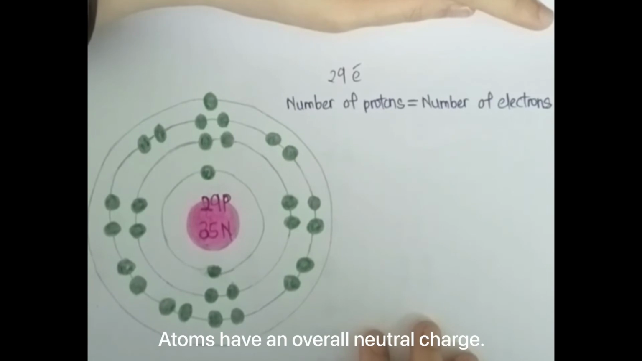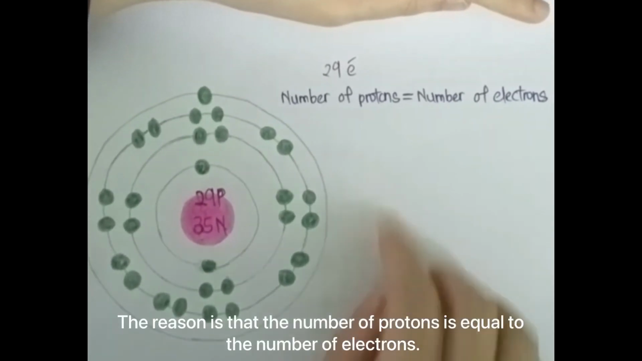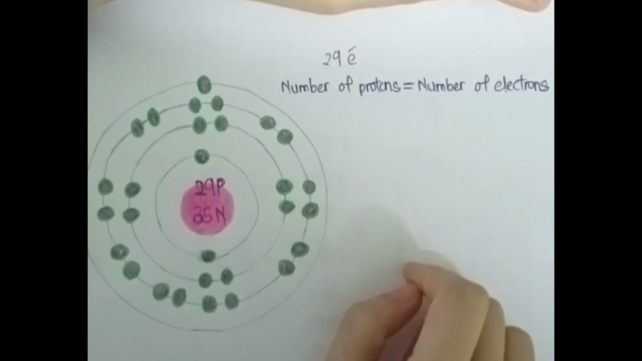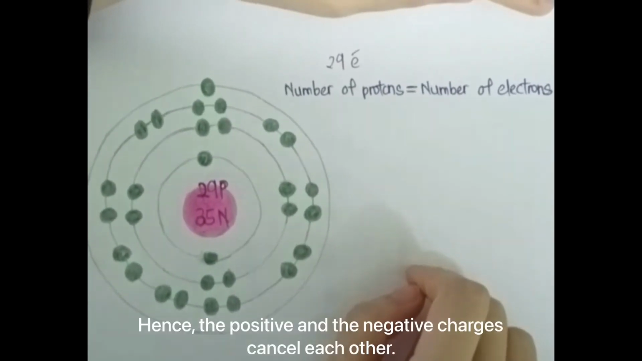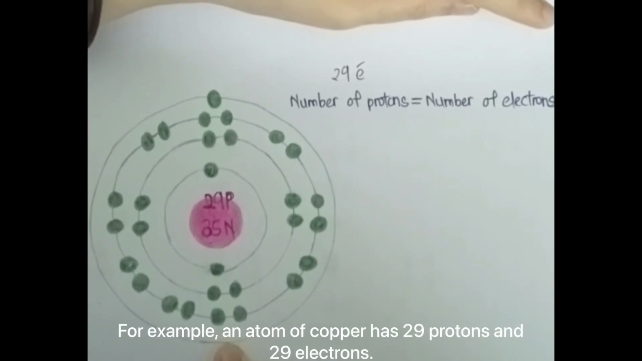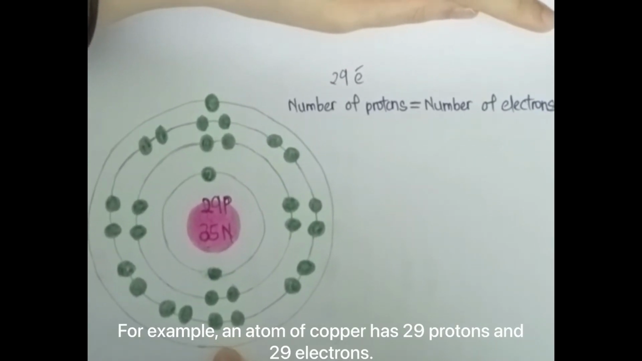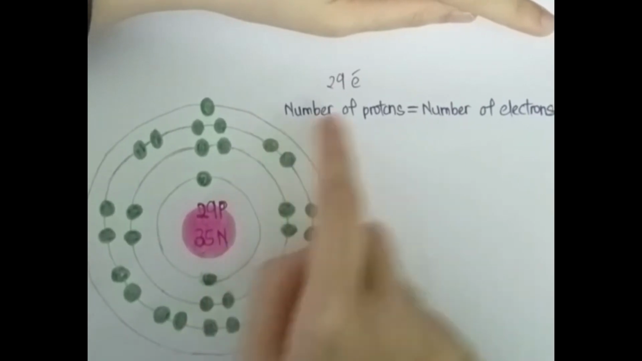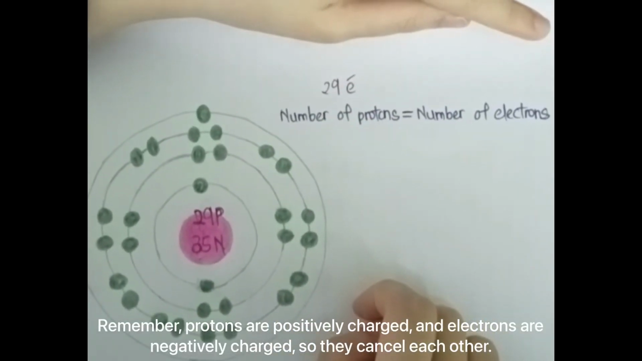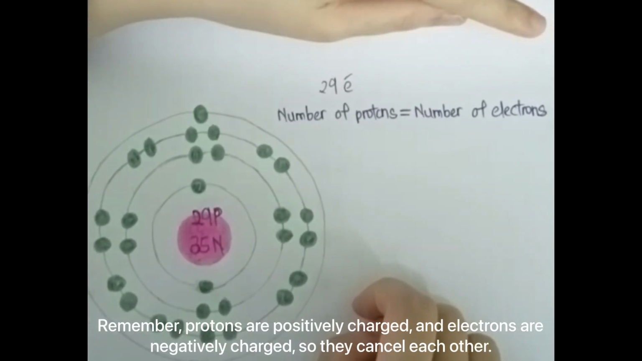Atoms have an overall neutral charge. The reason is that the number of protons is equal to the number of electrons. Hence, the positive and the negative charge cancel each other. For example, an atom of copper has 29 protons and 29 electrons. Remember, protons are positively charged and electrons are negatively charged, so they cancel each other.